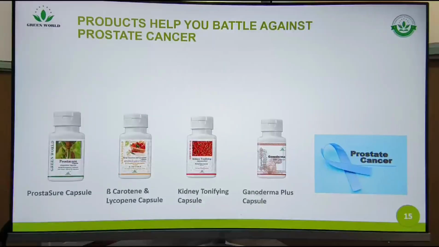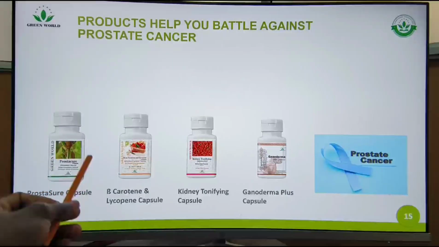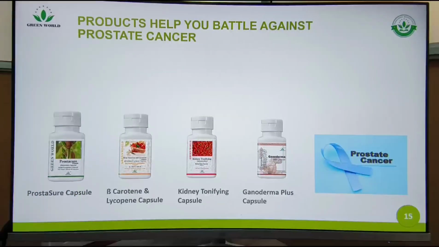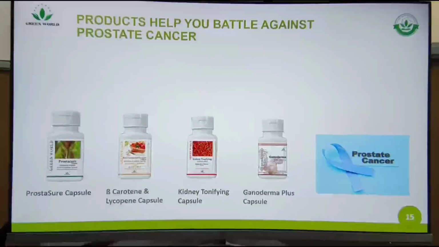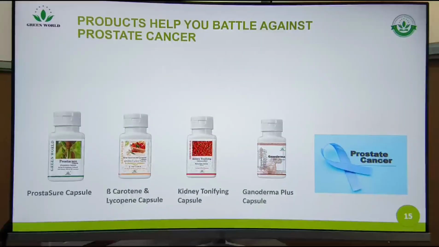Then the last one is about prostate cancer for men. For prostate cancer, we will give the previous ones for treatment of the side effects, and then we will add the ProstaSure, also called ProstaCare. ProstaCare is just to take care of the prostate and also to avoid complications that can develop from prostate issues. Then you also have B-carotene and lycopene. B-carotene is also good for women, not only for prostate cancer but even prostate enlargement. Then you also have kidney tonifying, because kidney and prostate are just the same thing. And we also have Ganoderma. Okay, so these are some of the major cancers that are affecting so many people.